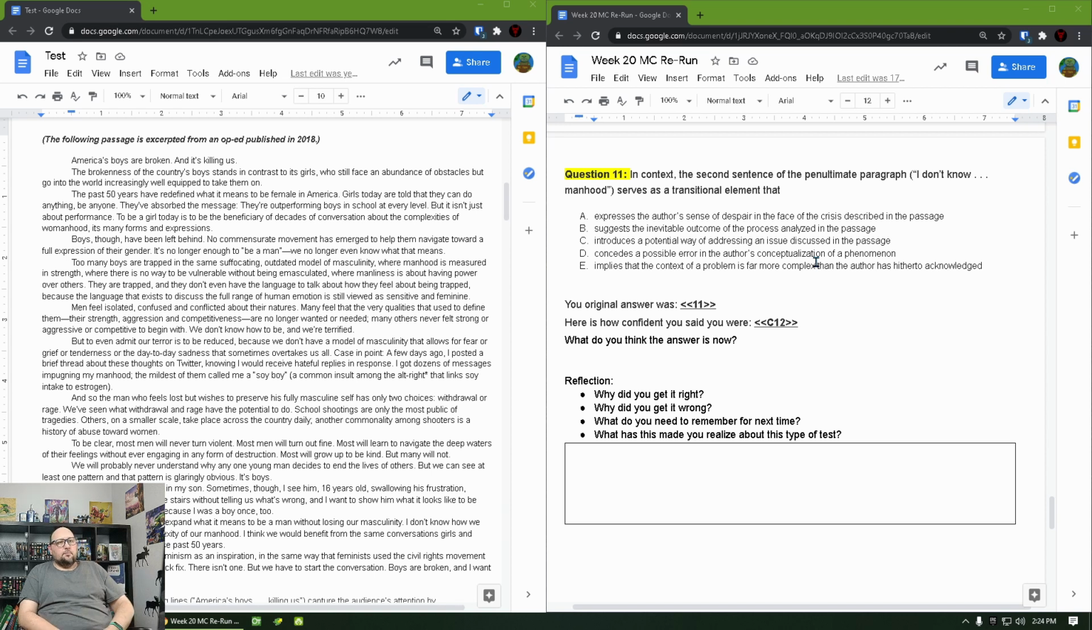In context, the second sentence of the penultimate paragraph serves as a transitional element that A, expresses the author's sense of despair in the face of the crisis described in the passage. B, suggests the inevitable outcome of the process analyzed in the passage. C, introduces a potential way of addressing an issue discussed in the passage. D, concedes a possible error in the author's conceptualization of a phenomenon. Or E, implies that the context of a problem is far more complex than the author had hitherto acknowledged.